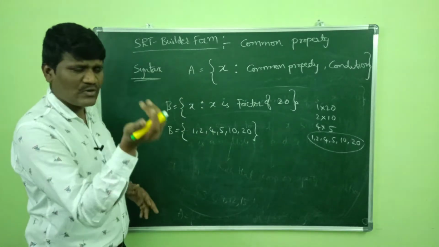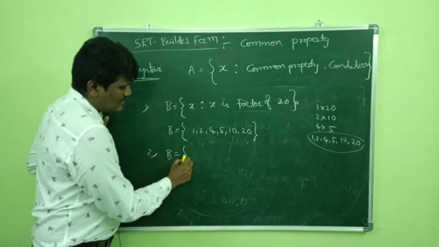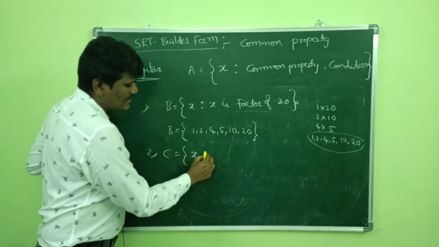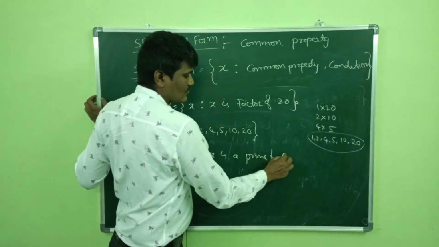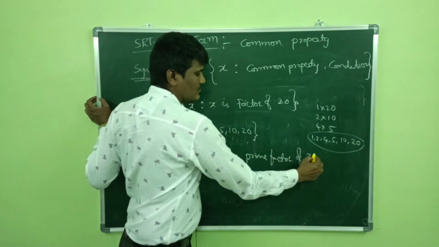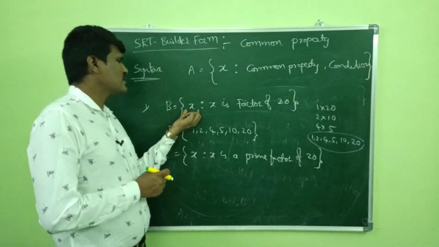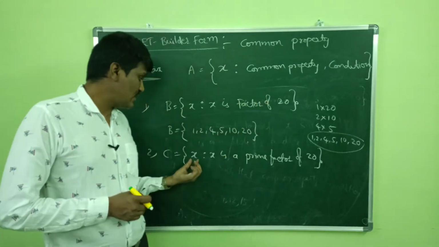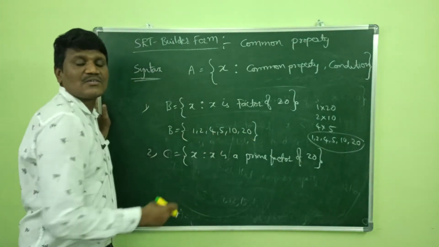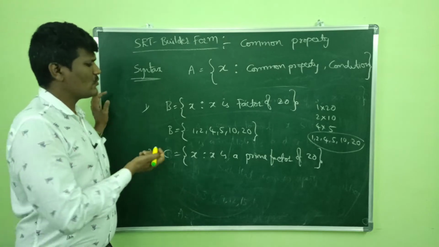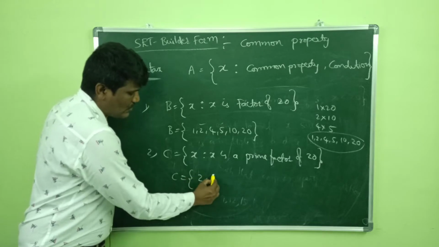So sometimes they will give a question like that. This is an important question, or else they will give the same question like this. Suppose C is x such that x is a prime factor of 20. Prime factor of 20. How to write it? The only difference between these two is that here x is any factor, but here x should be a prime factor. That means out of all the factors you should consider only prime numbers. So what are the prime numbers? We have only 2 and 5. So here C is equal to 2, 5.